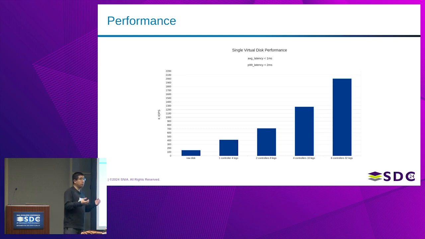When I test the performance, if I keep adding more pressure to the system, I can get even higher IOPS, but the latency will be very bad. So when I run this test, I try to keep the average latency less than 1 millisecond and the P99 latency less than 2 milliseconds. Then it will make sure it is usable.